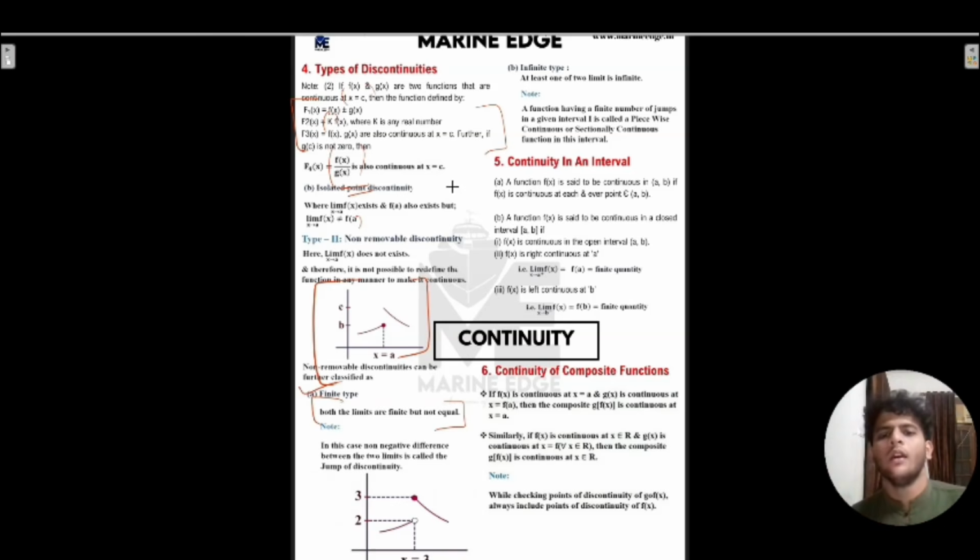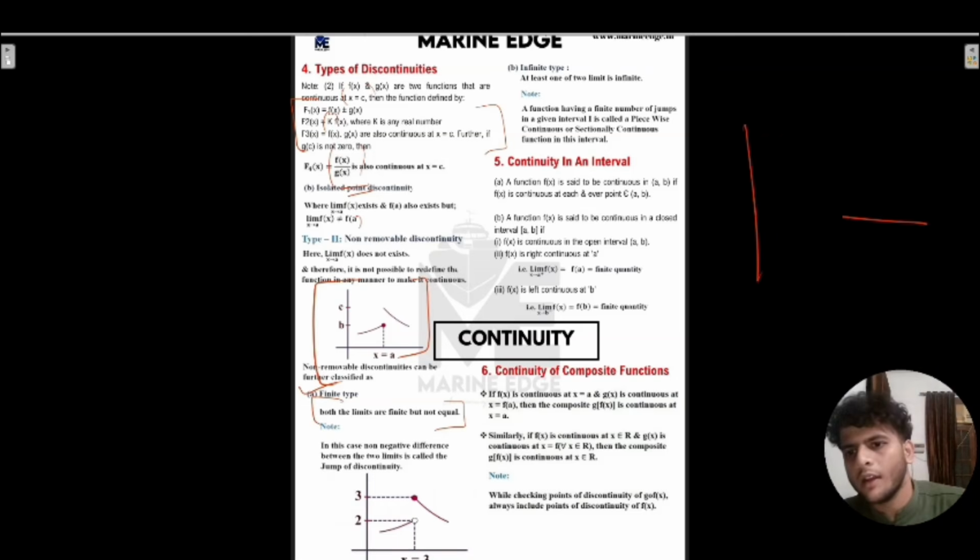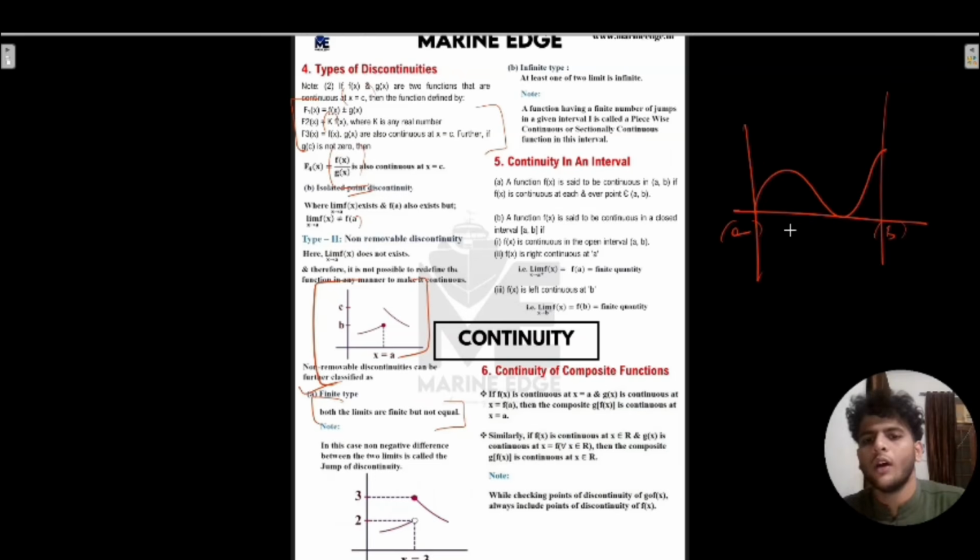Continuity in an interval. The function f(x) is said to be continuous in (a, b) if the function f(x) is continuous at each and every point in (a, b). That is, if you have a given function resolved over an interval, let us say the interval a to b, then we can say that this given function is continuous in (a, b) only and only when it is continuous everywhere.